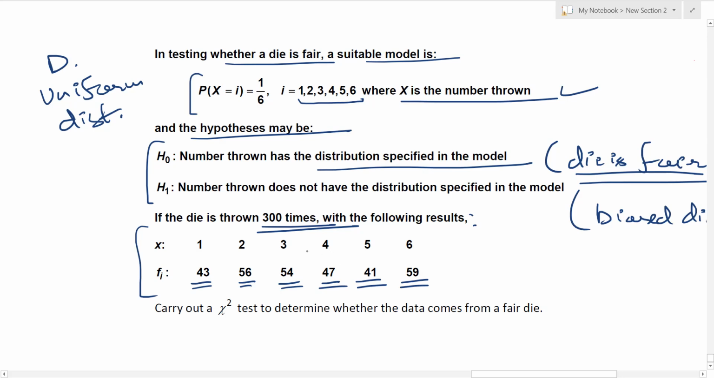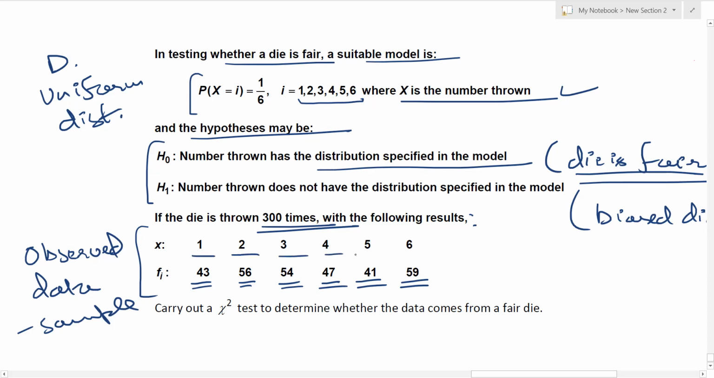47 times 4, 41 times 5, and 59 times 6. Okay, this is your observed data. This is your sample. You can call it the sample. And based on this, you have to validate whether the die has a uniform distribution or not. Whether all of these outcomes have equal probability or not.